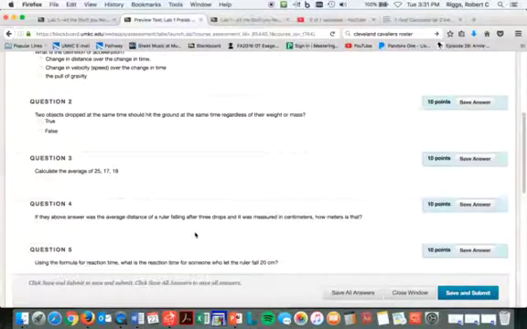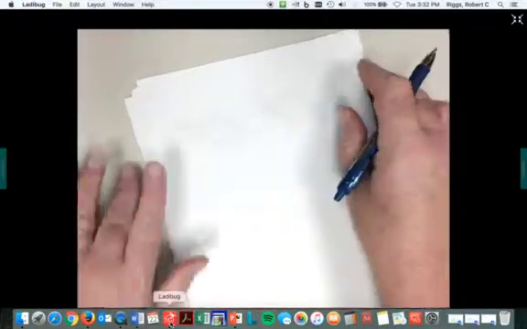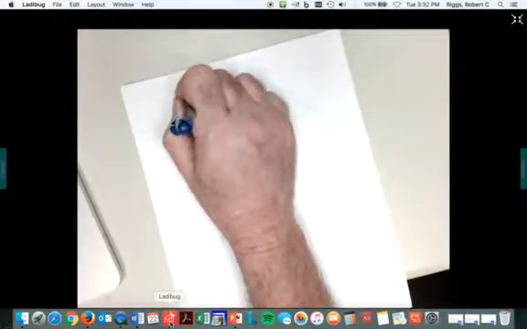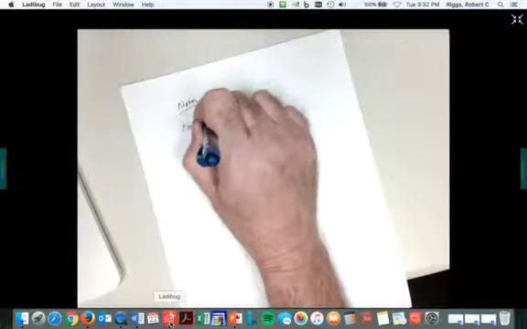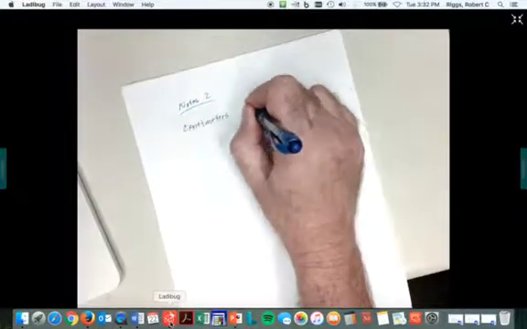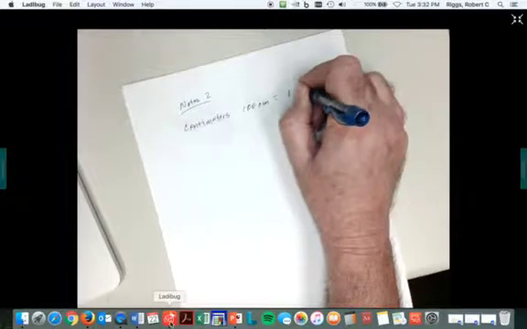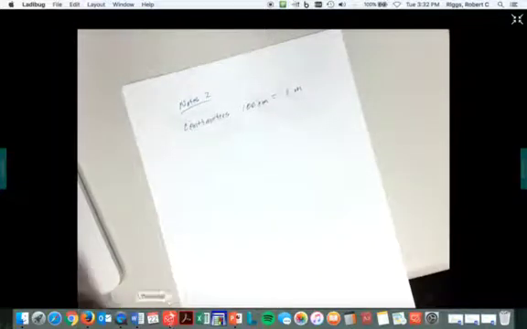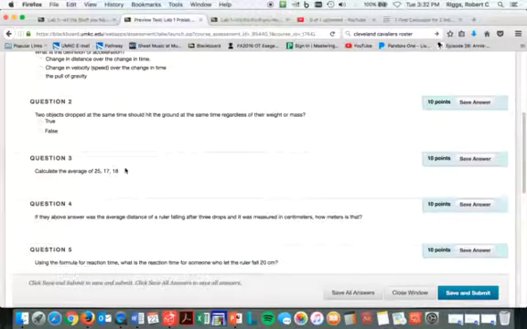If the above answer was the average distance of the ruler falling after 3 drops and was measured in centimeters, how many meters is that? Okay, so let's take a look at that. Let's take a look at converting centimeters, if you're using centimeters. This is notes page 2. 100 centimeters equals 1 meter. What were those 3 numbers, by the way? I just want to take a look at it. So 25, 17, and 18.